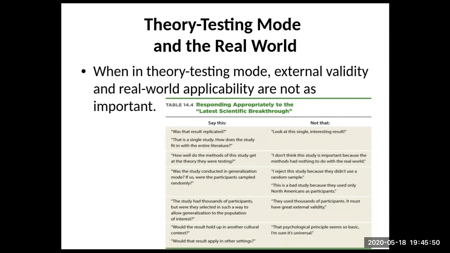So once you get a study that works in a lab setting, let's say the Stroop task works, now we want to go see if it works elsewhere. So once you've shown it in theory testing mode, then you're kind of shifting to generalization mode by default, right? So responding appropriately to the latest scientific breakthrough, some of the things we'd want to say, was that result replicated, instead of, oh, we found a vaccination and it works, let's run with it. Well, was it replicated? We need to know this to know that it's actually got applicability.